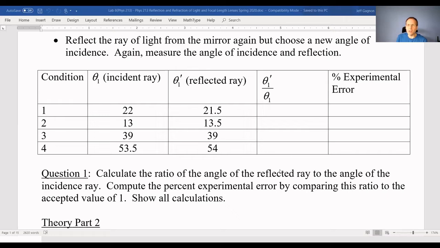Okay, so that's question 1. And make sure you show me all these calculations. Show me these 4 ratio calculations and show me the 4% experimental error calculations.